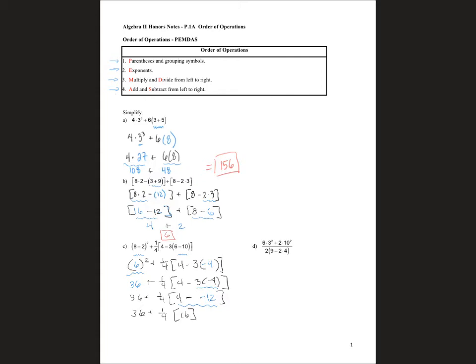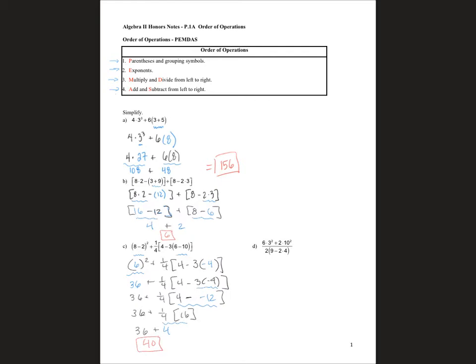And then I have multiplication here, 1/4 times 16, which is going to bring down the 36, plus 1/4 times 16 is 4. So 16 divided by 4, and then my final answer would be 40.